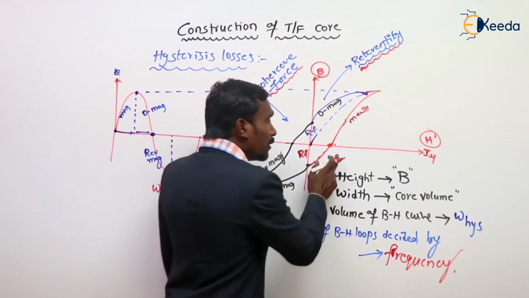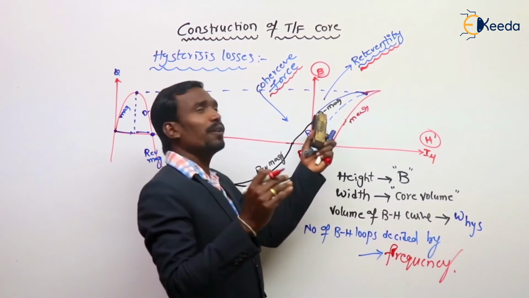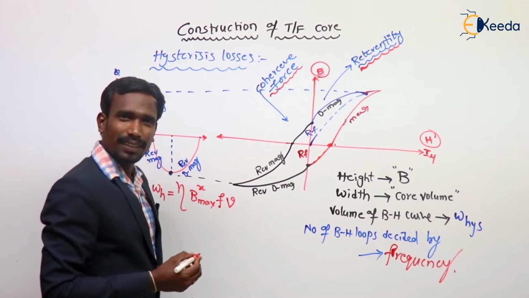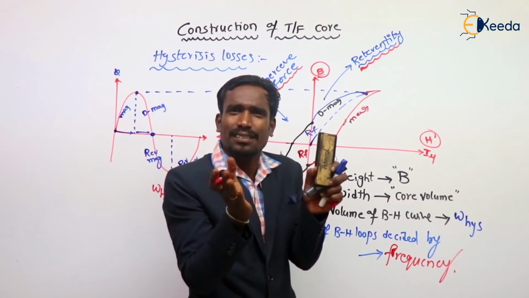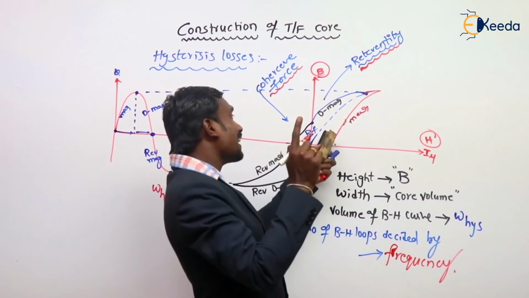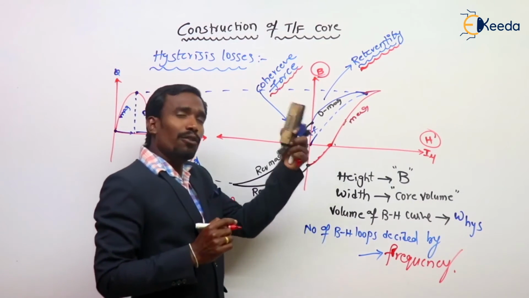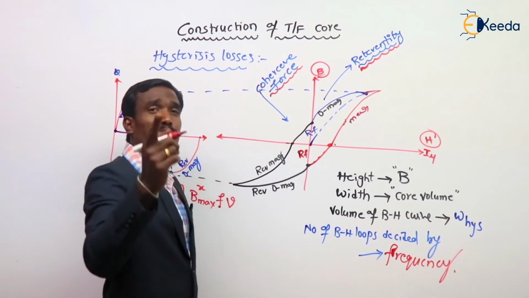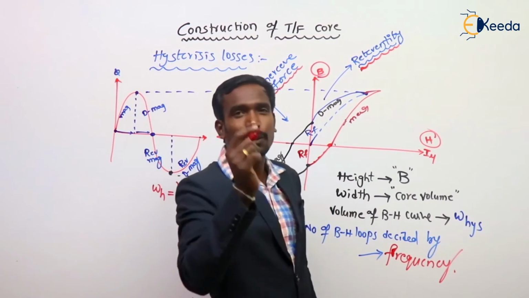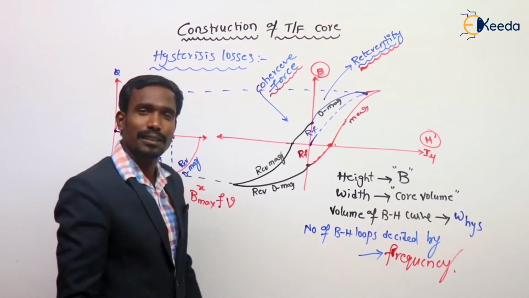But for example, if you have 50 cycles, then the hysteresis loss is multiplied by 50 of one cycle. That's why frequency is also multiplied. Yes or no? For one cycle, one loop, 10 watts. But my frequency is 50 hertz, nothing but 50 cycles, nothing but 50 loops. So we have to multiply this loss again by frequency.